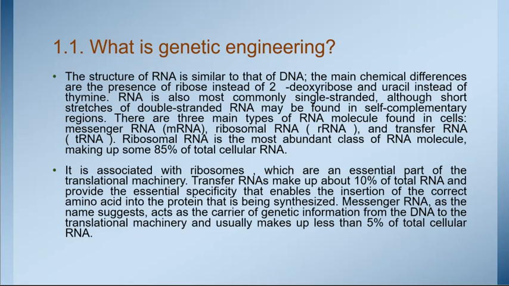Transfer RNAs make up about 10% of total RNA and provide the essential specificity that enables the insertion of the correct amino acid into the protein that is being synthesized. Messenger RNA, as the name suggests, acts as the carrier of genetic information from the DNA to the translational machinery and usually makes up less than 5% of total cellular RNA.